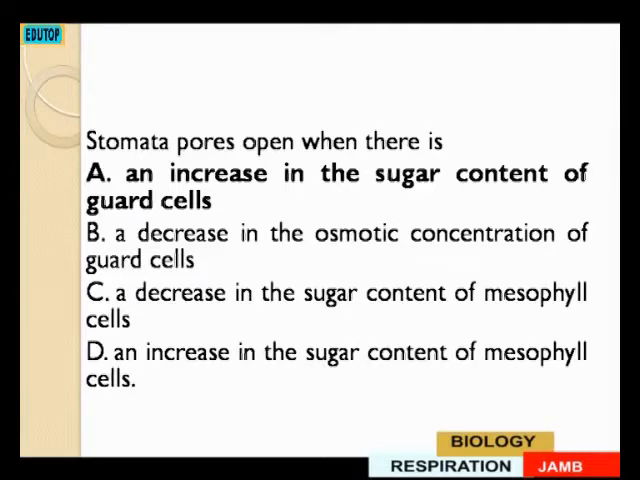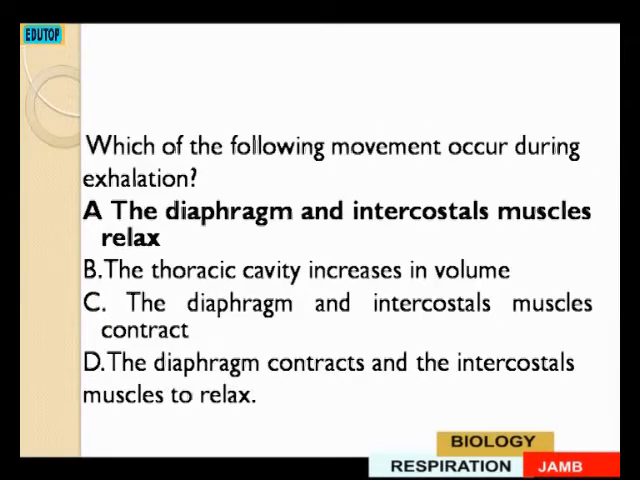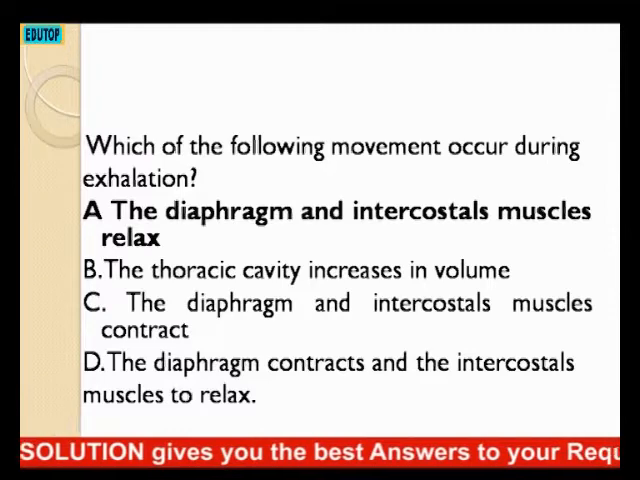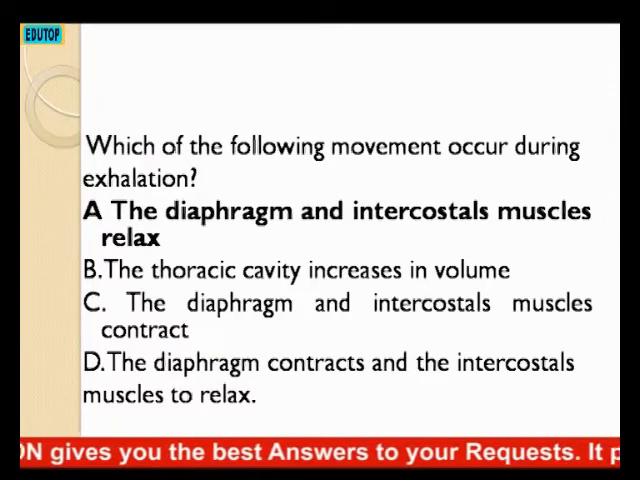Option A. Then which of the following movements occur during exhalation? That is when there is breathing out. What happens? A. The diaphragm and intercostal muscles relax. B. The thoracic cavity increases in volume. C. The diaphragm and intercostal muscles contract. D. The diaphragm contracts and the intercostal muscles relax.